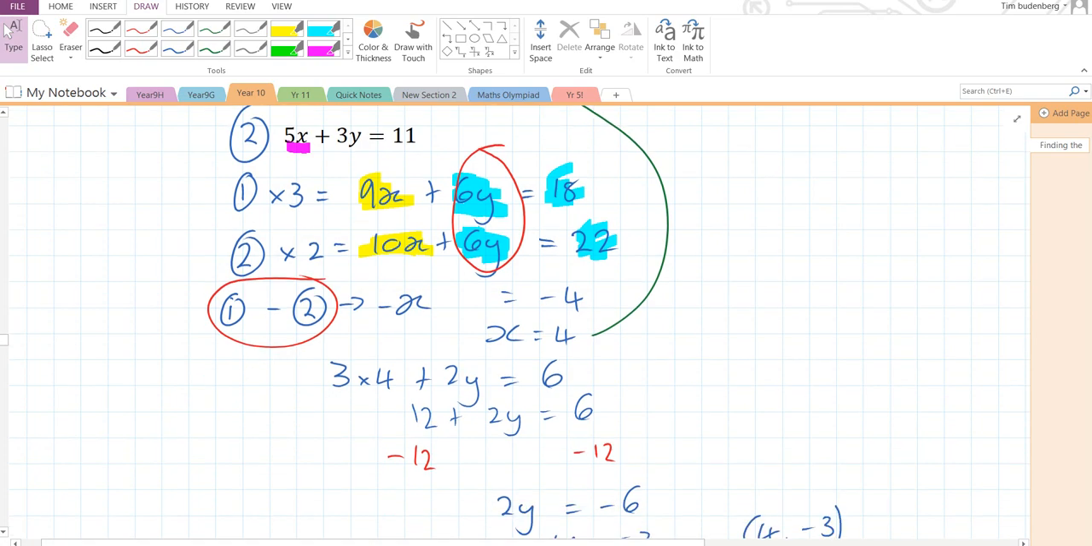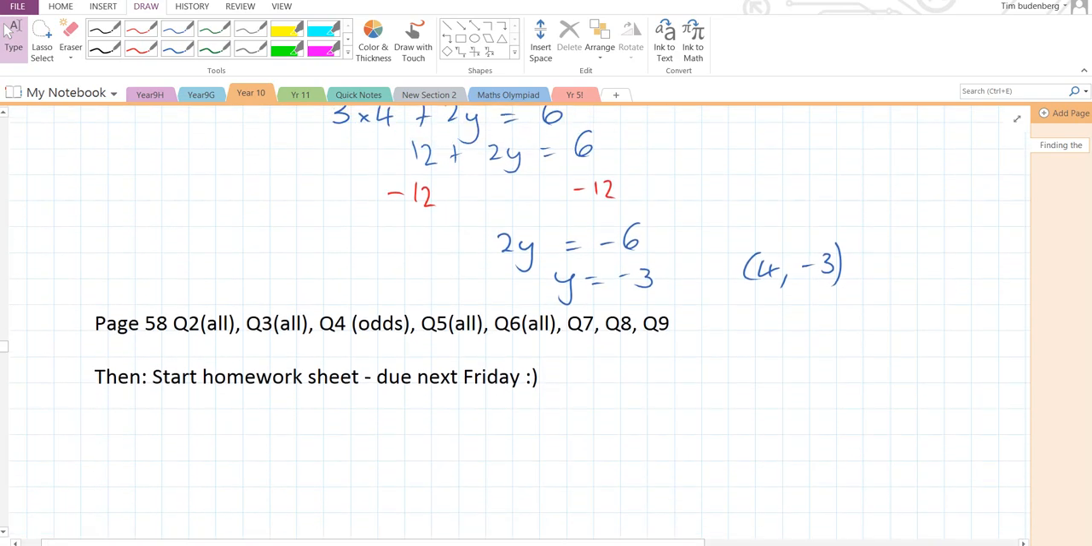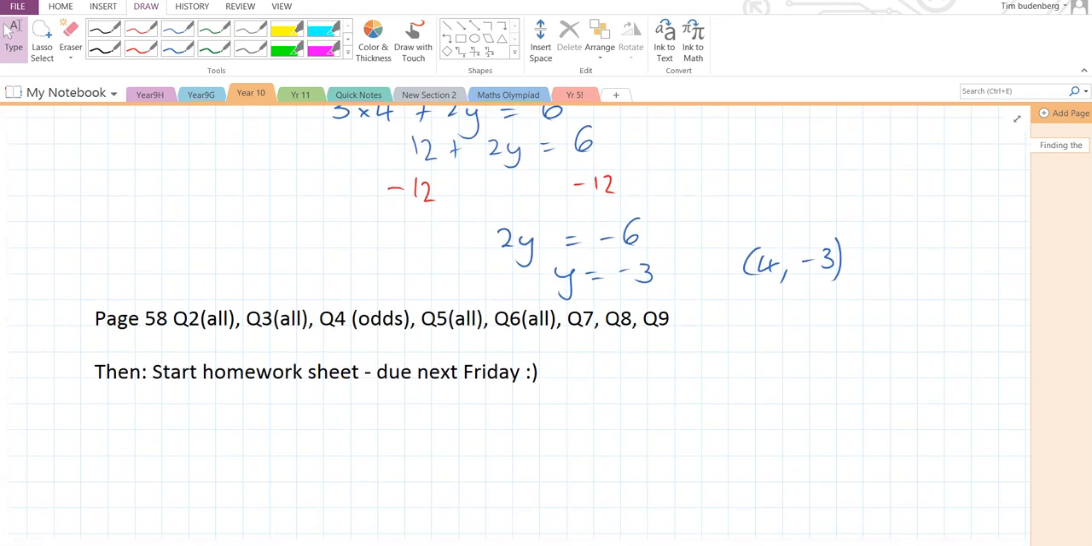Alright, so have a go yourselves. Go to page 58. It starts off nice and easy. Questions 2 and 3, do all of them. 4, 5, 6, 7, 8, 9, enjoy. You have a double, so make the most of your time. If you finish early, you can then start the homework sheet, which should have been handed out to you. This homework sheet is due next Friday.